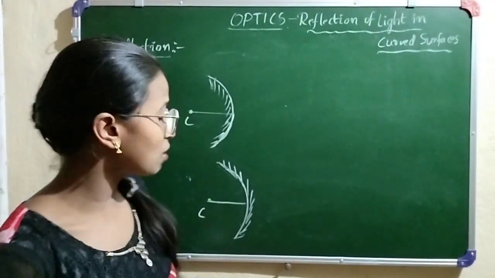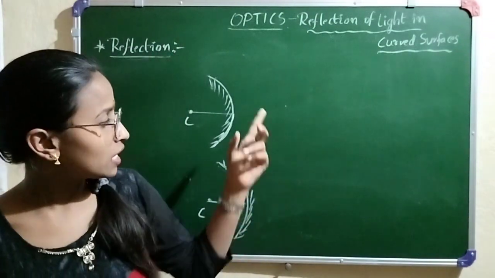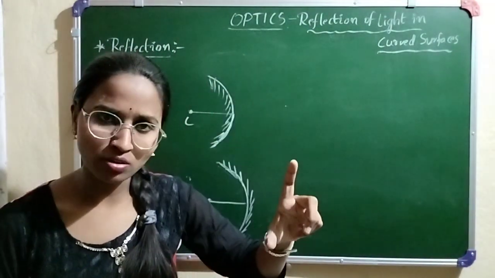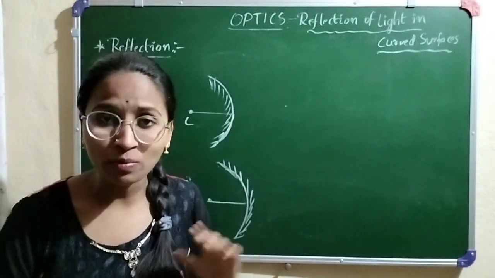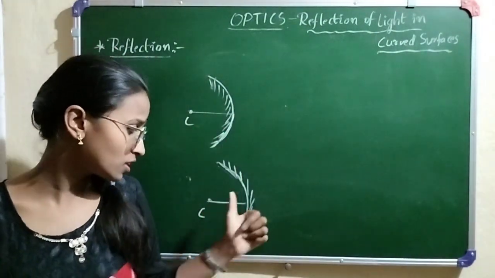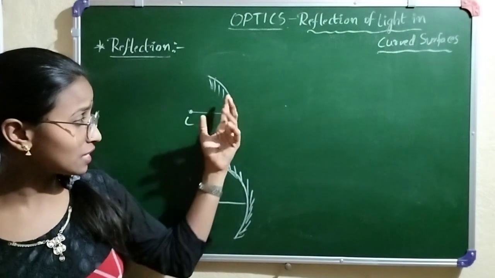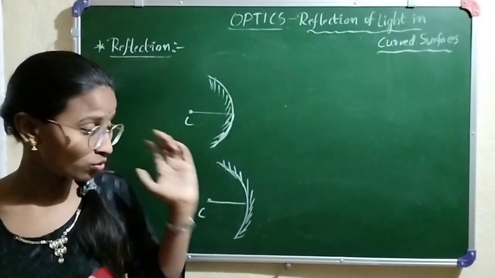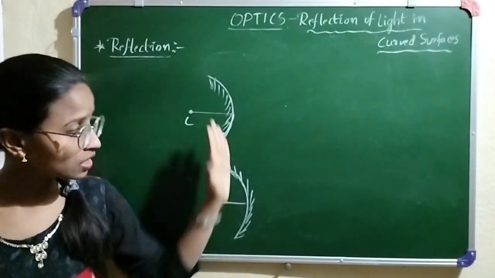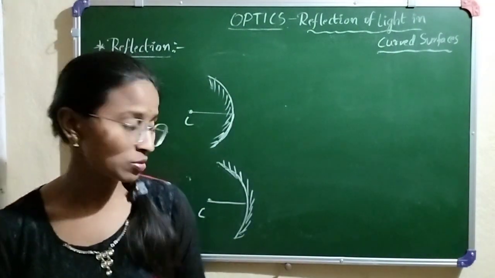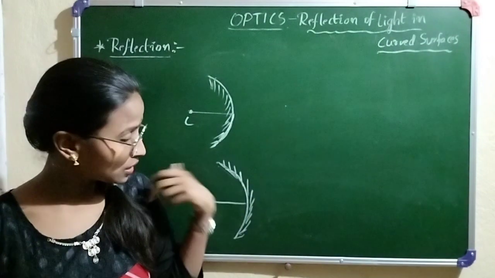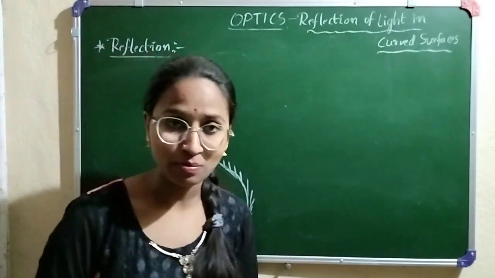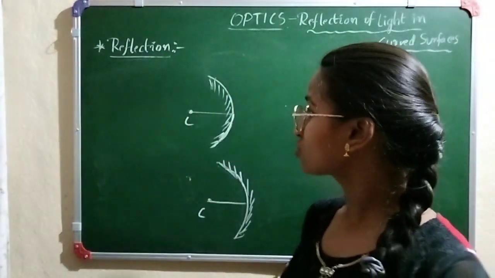But if you observe the image properly, the same object we are keeping here, the way it forms an image is different. If you coat this side, the hollow side, it will form a different type of image. So that is based only on these two.